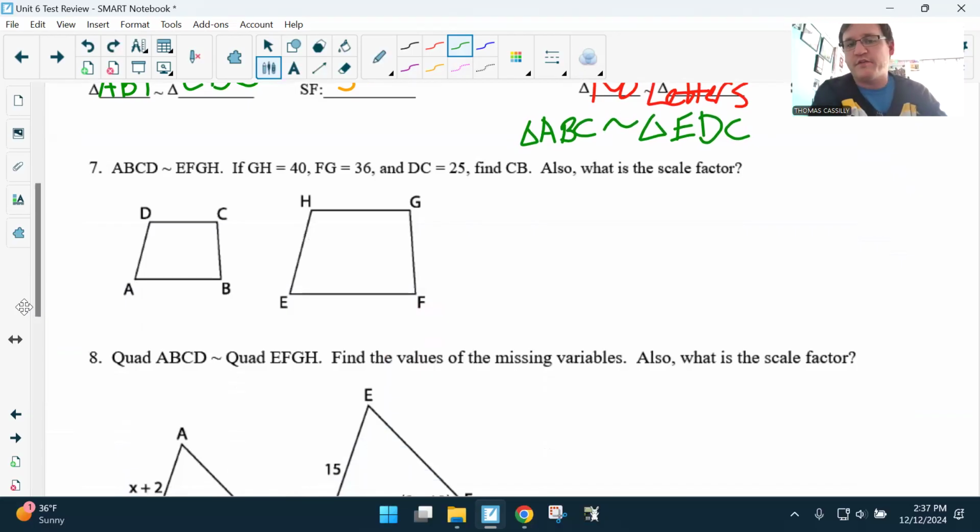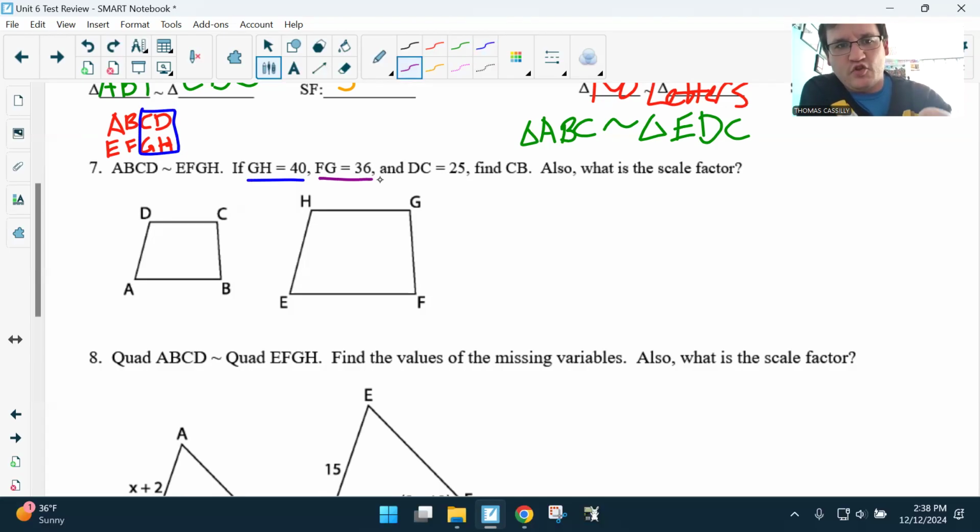More similarity stuff, just with four-sided shapes this time. This shape ABCD is proportional to EFGH. Here's what I'm doing: I'm going to stack the letters. A, B, C, D goes with E, F, G, and H. That tells us which ones should match up together. If I look at GH, that's going to match up with CD. If I look at FG, that is going to match up with BC.